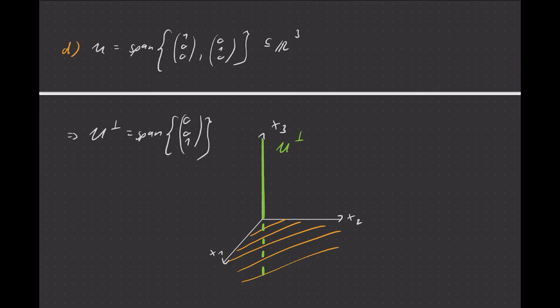And you can easily see that each vector in the orthogonal complement is, of course, orthogonal to this and this vector. So it's going to be orthogonal to every vector in U, and these three vectors together span all of the R3. So that means there cannot be any more vectors that are included in U ortho and are not included in that span already.